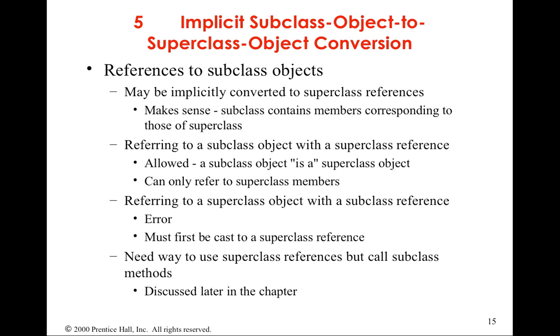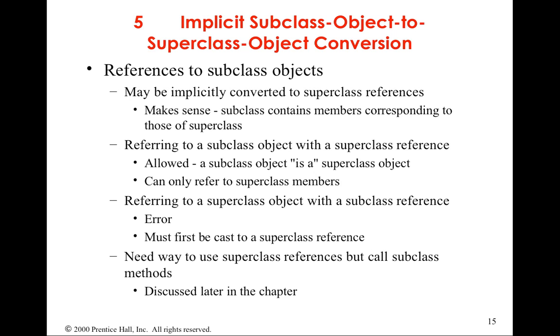So, implicit subclass object to superclass object conversion. This is just a review of what I just went through on that particular example. The reference to the subclass objects may be implicitly converted to the superclass references. Makes sense, especially if it contains the same members corresponding to those superclasses. When you don't need the subclass and you want to use it as a superclass, there's nothing wrong with casting it back. Referencing the subclass object with the superclass reference is that one way.